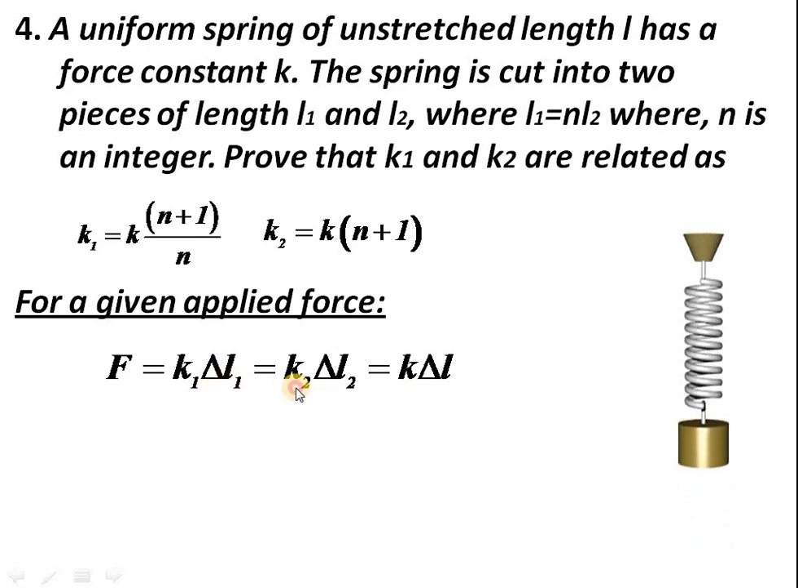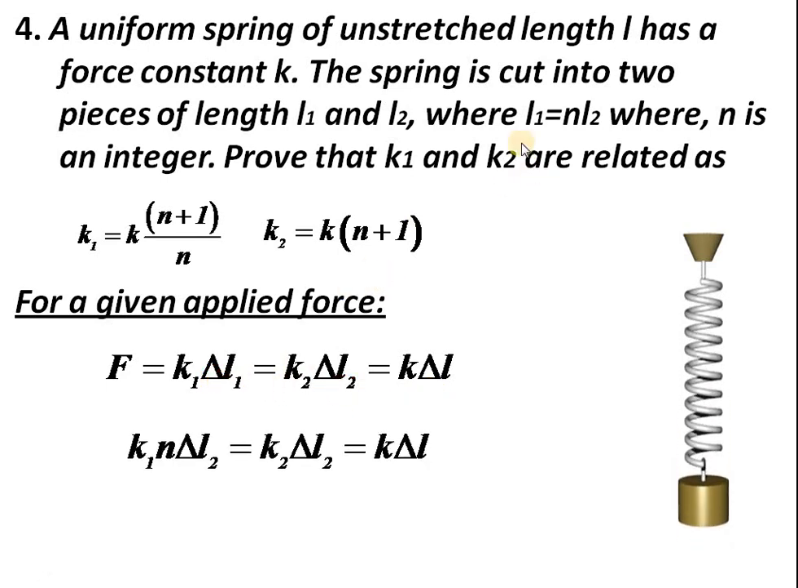How are L1 and L2 related? It is related as L1 is equal to n into L2. So we can write delta L1 as n into delta L2. Similarly, delta L2 is the same. K is equal to delta L itself. We simply change it to delta L1, use this relation and write it like this.